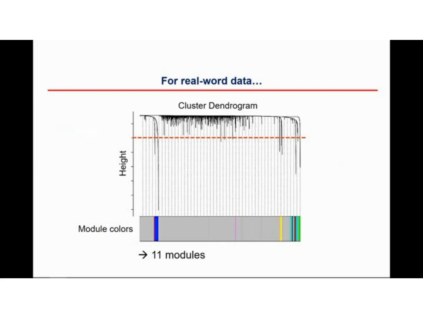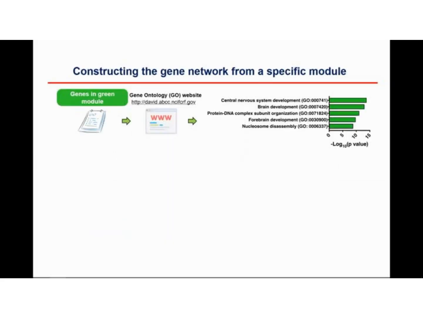In the real data, it looks like this. It's way more complicated, as you can imagine. There are all different clusters, and when we make a cut here, we identify 11 different modules. Each module is represented by a single color. Now what we can do is extract genes from a specific module, for example the green module.